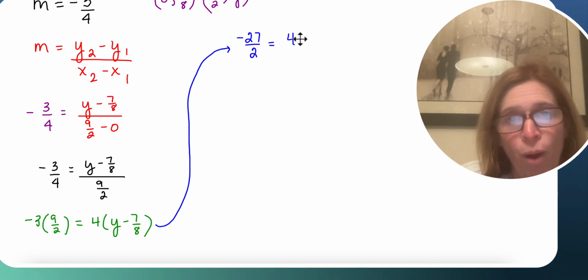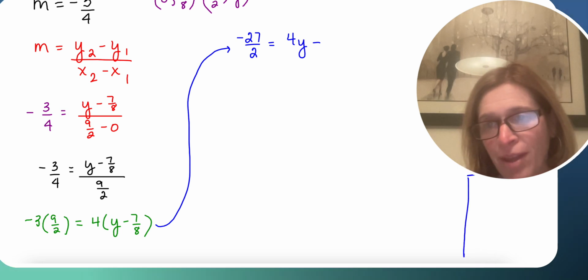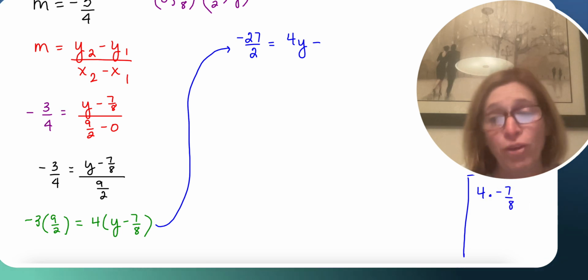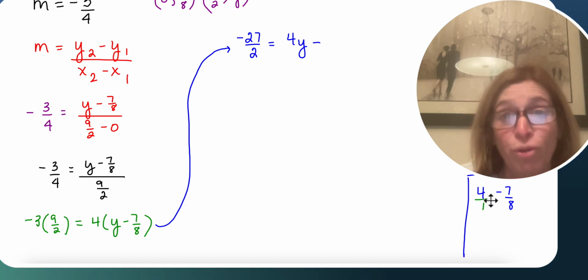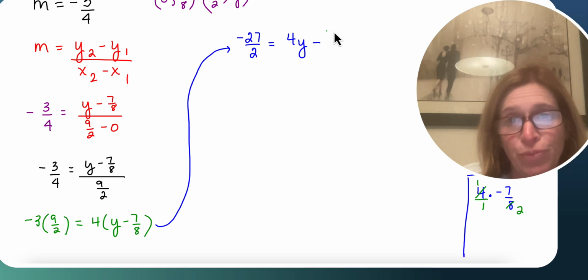So 4y minus. Now I am going to go to the side where I always do my math on the side. I kind of make a box so it's out of my way. 4 times negative 7/8. Now, I know you want to multiply first, but remember, Coach Fred always says simplify before you multiply. So I'm going to simplify. The 4 goes into itself once, goes into 8 twice, giving me negative 7/2.